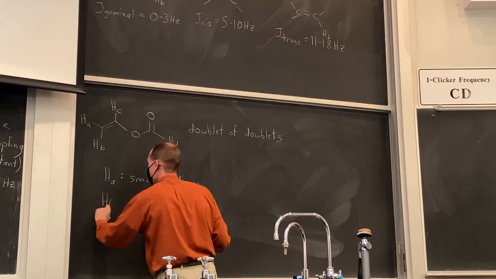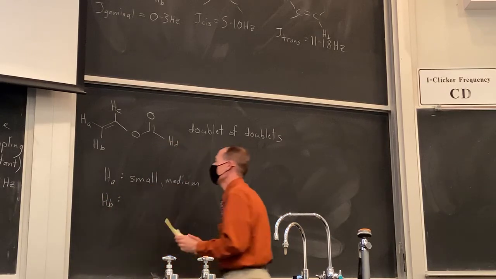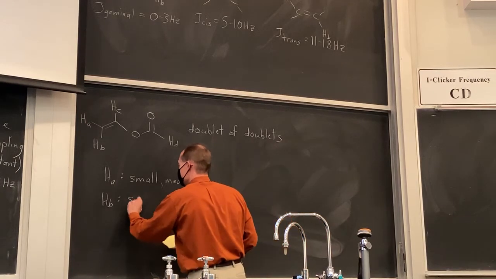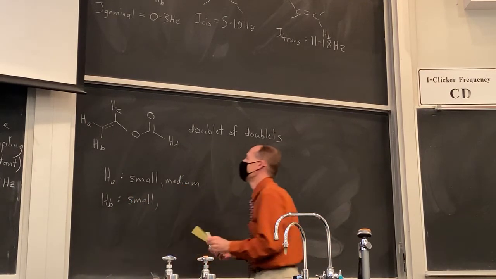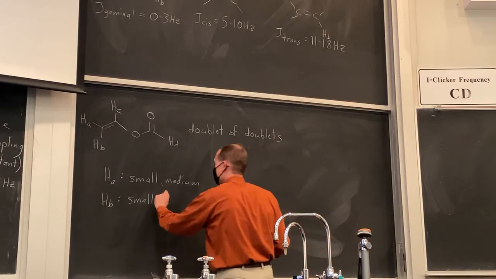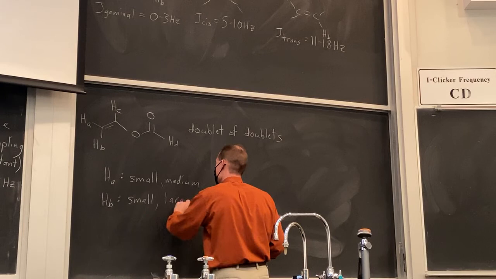Now let's look at HB. It has a geminal neighbor. We'll have a small coupling constant. It has a trans neighbor. That will give rise to a large coupling constant. Okay.